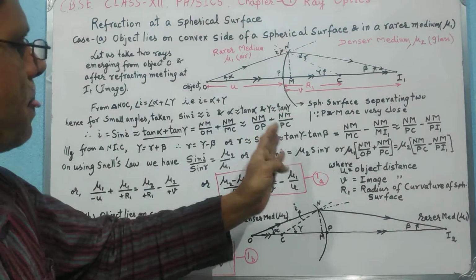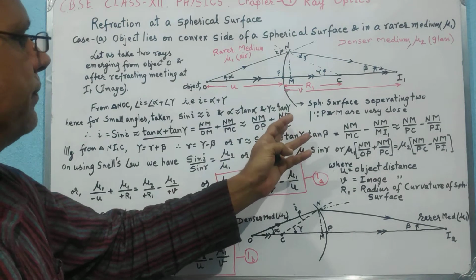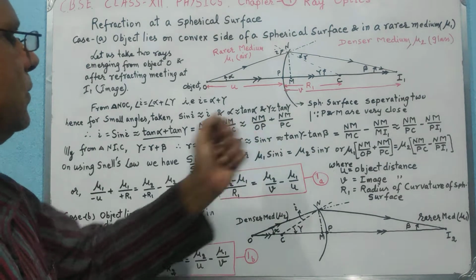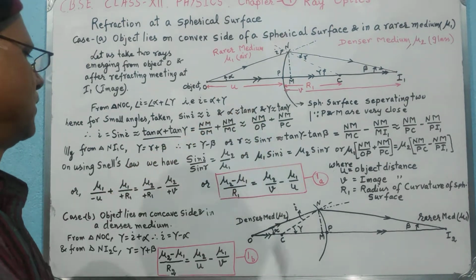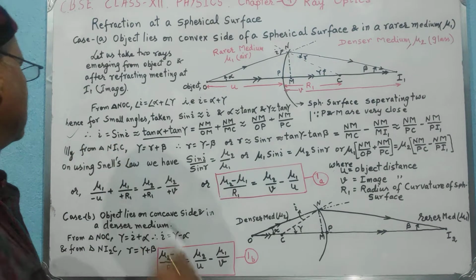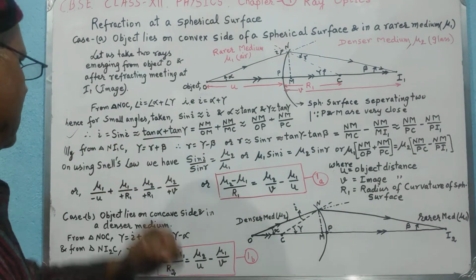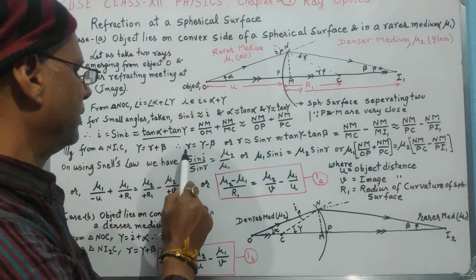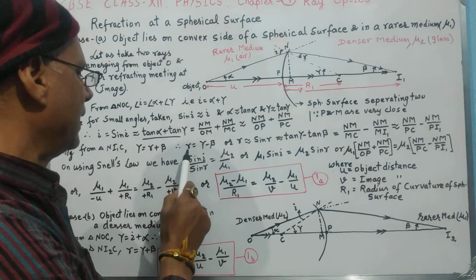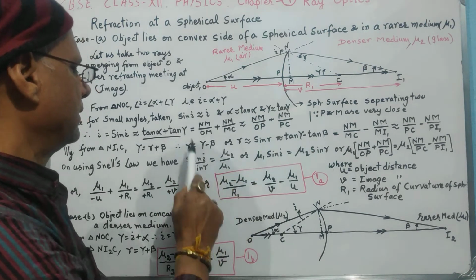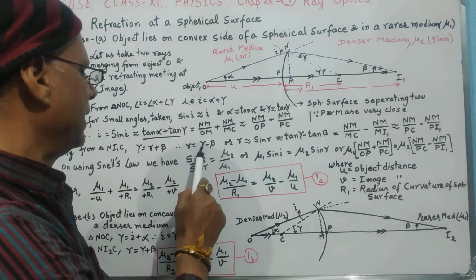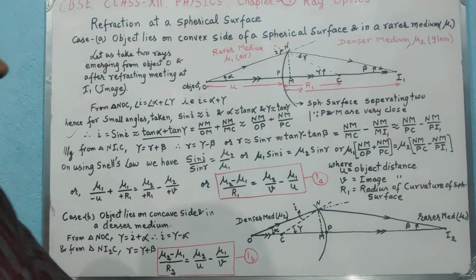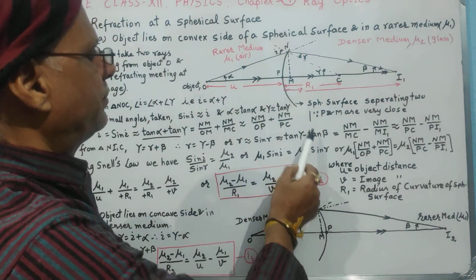And therefore, we got it in standard format. For PC we can write R1, and for OP we can write minus u using the sign convention. So we got this expression for sin i, we got the value of sin i, and similarly here we have r equal to gamma minus beta, and for small angles we write r nearly equal to sin r, and for small angles we write gamma is nearly equal to tan gamma and beta is nearly equal to tan beta. Now again we put the value of tan gamma using this relation.